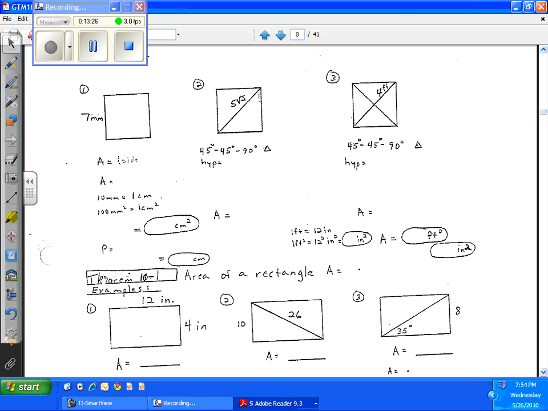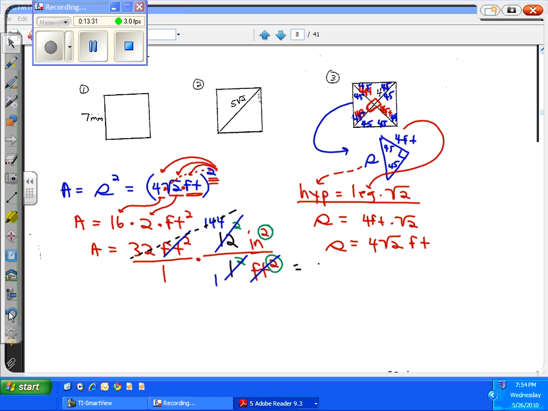$4,608. And we gain the name square inches. Any questions on the area?